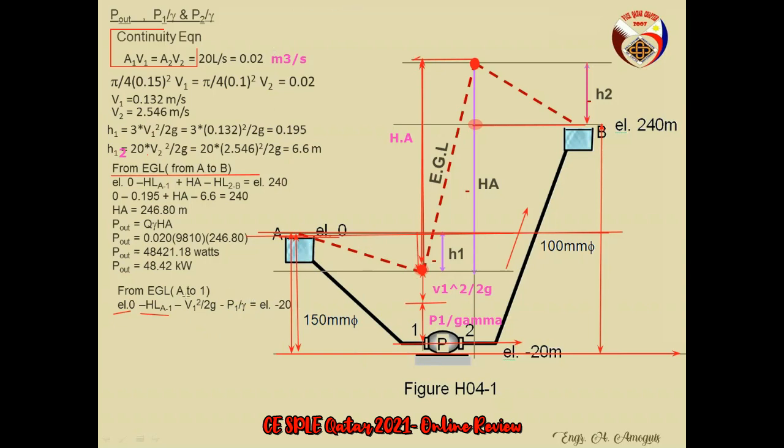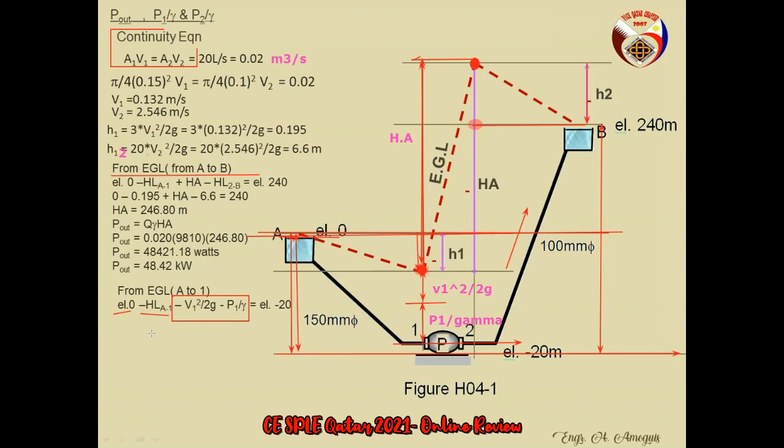Pwede actually ito sa itong portion na to nasa right side. O, di ba? Lipat mo sa right side, actually maging positive yon. Kumbaga, vertical distance at A at saka vertical distance at 1. So, pwede mong i-equate yan. Parehas yun. Elevation at saka yung sa kabila is head loss at saka velocity and pressure head.